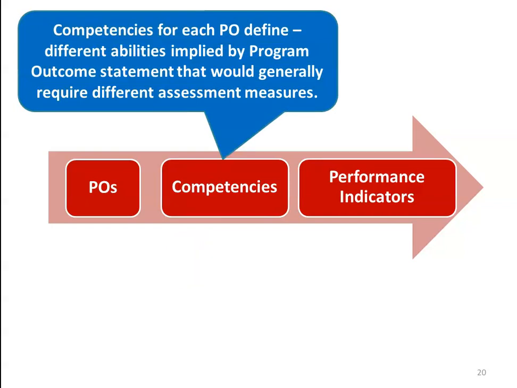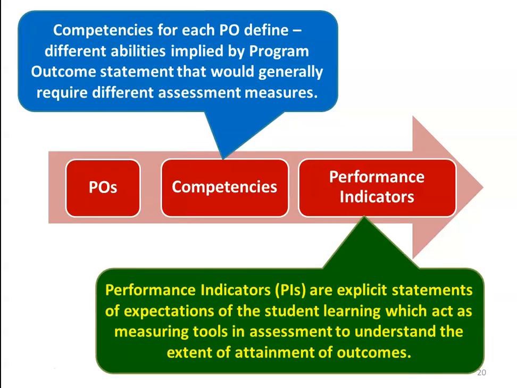Competency for each PO defines different abilities implied by the program outcome statements that would generally require different assessment measures. The PO is very generic. Each PO reflects different abilities implied by the program outcome, which should be measured by different assessment methods. That is what we have to define as the competency. Then performance indicators. The performance indicators are explicit statements of expectation of the student's learning, which act as a measuring tool in assessment to understand the extent of attainment of the outcome. That is the performance indicator.